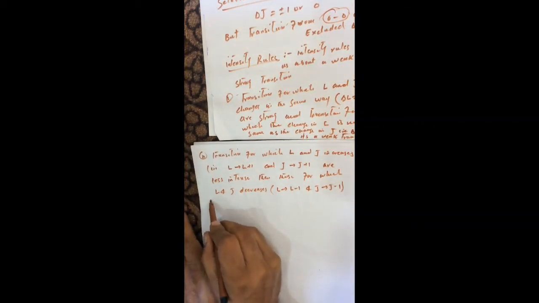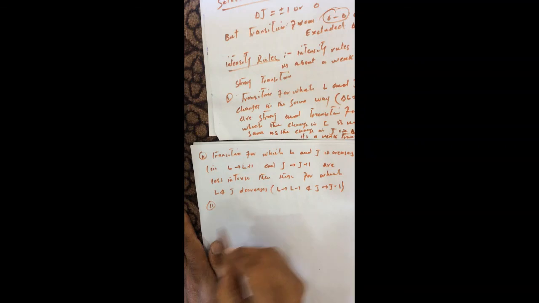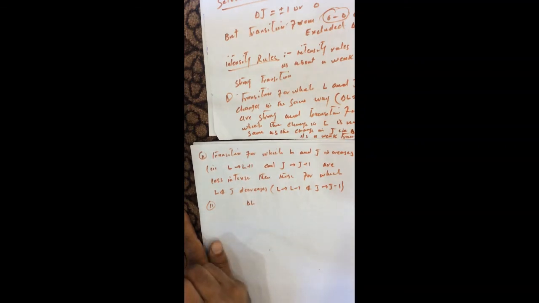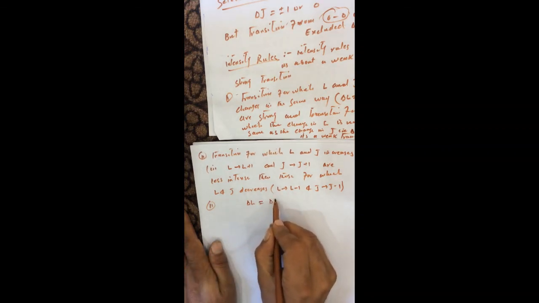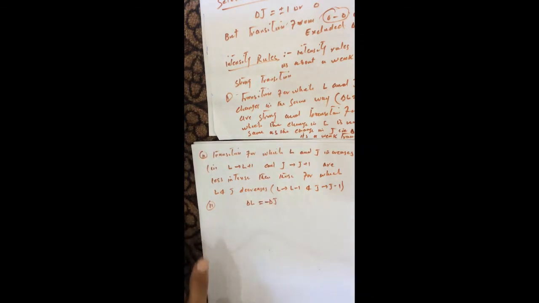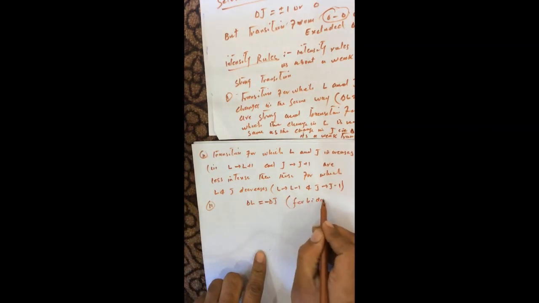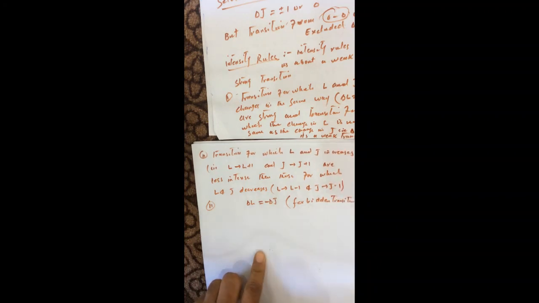And the third one is a transition for which the change in L, delta L, is opposite to the change in J, delta J. Opposite means they are opposite to each other. Then this is called a forbidden transition. This transition is not allowed. So these were the selection rules. In the next section we will discuss the spectrum of sodium by applying these selection rules. Thank you.